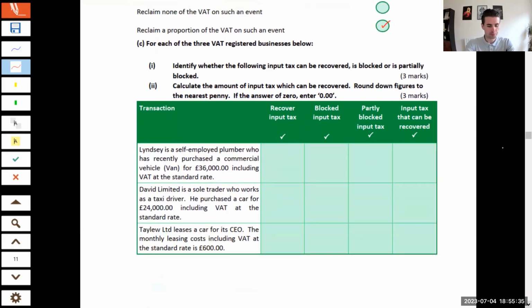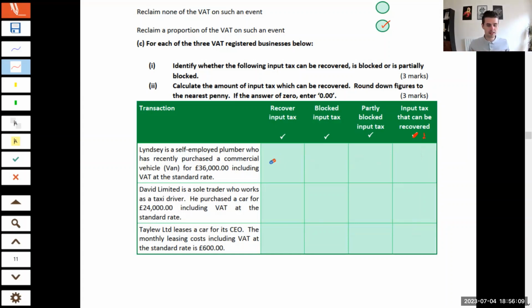Okay, let's keep going. For each of the 3 registered businesses below, identify whether the following input tax can be recovered, is blocked, or is partially blocked. Okay, that's what it's asking. And it's saying calculate the amount that can be recovered. If it can, round your figures down. If the answer is 0, enter 0. Now, this last column, there should be a pound sign here. Okay, so we're going to put those amounts that can be recovered here. I've only got 3 tick boxes, not 4.